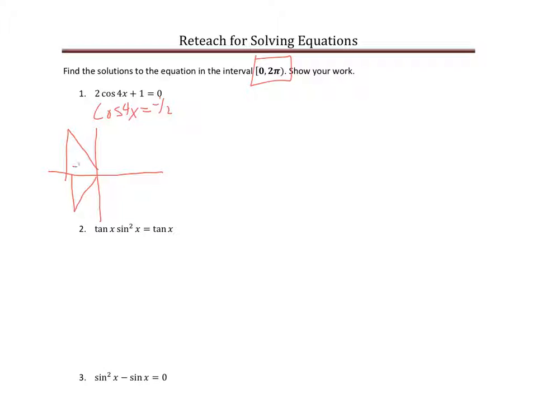So it's adjacent over my hypotenuse. So now this is just to figure out what my reference angle is. So here's my reference angle. It's across from my square root 3. So my reference angle would be 60 degrees.